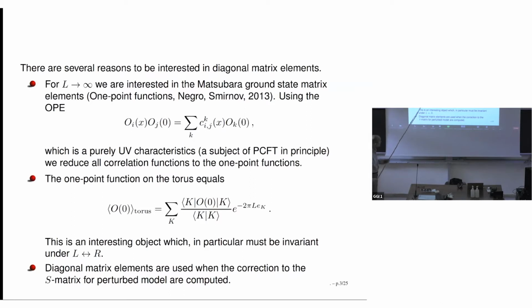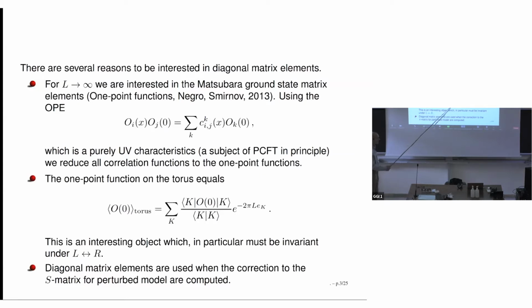Another reason why these diagonal matrix elements in general are interesting is, for example, if we want to compute the one-point function on a torus, which is an important quantity. Ivan Kostov was talking about the partition function of the torus, but if we want to consider the one-point function on the torus, which again applies to any correlation function, but already on the torus.